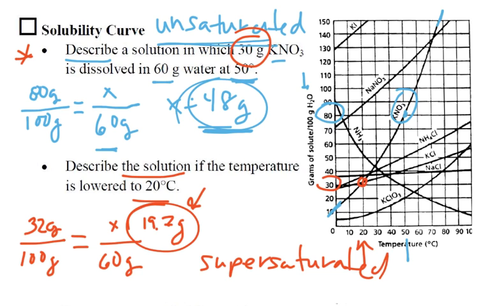Supersaturated means that we're holding more solute than we normally could. Now if we had a 20 degree solution, we could only get 19.2 grams of KNO3 to dissolve in it, but if we heated it up to a higher temperature, got it to dissolve, and then lowered the temperature back down, then we have a supersaturated solution.